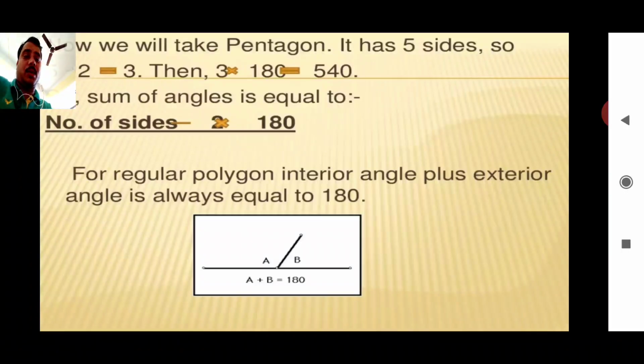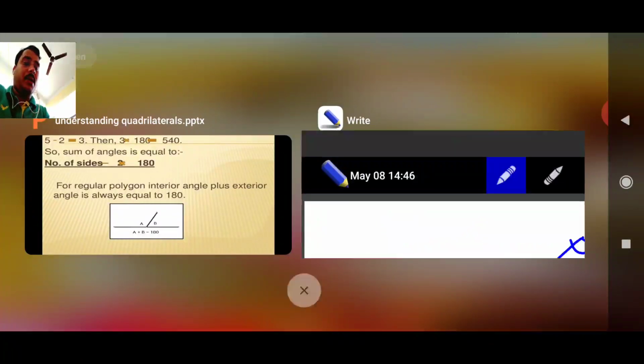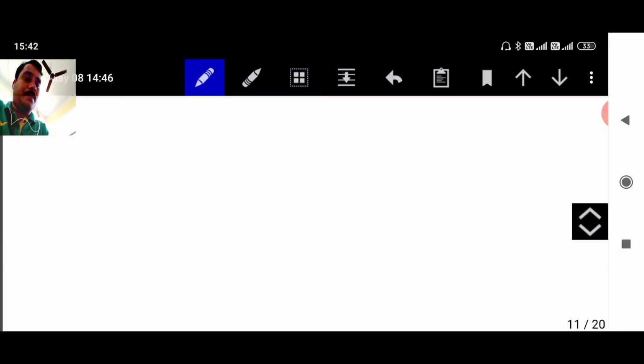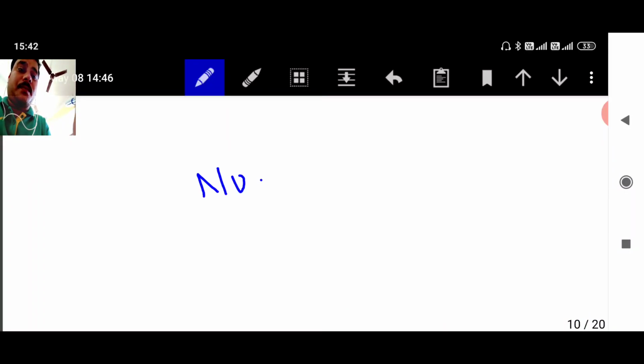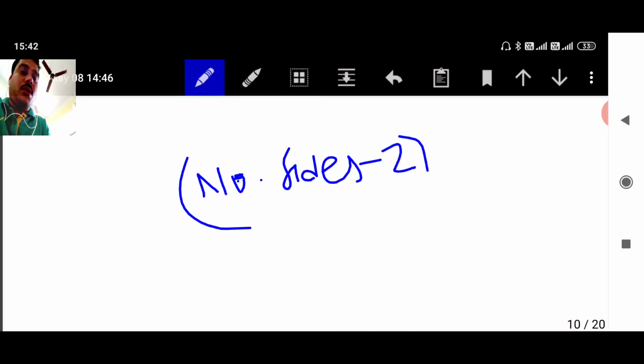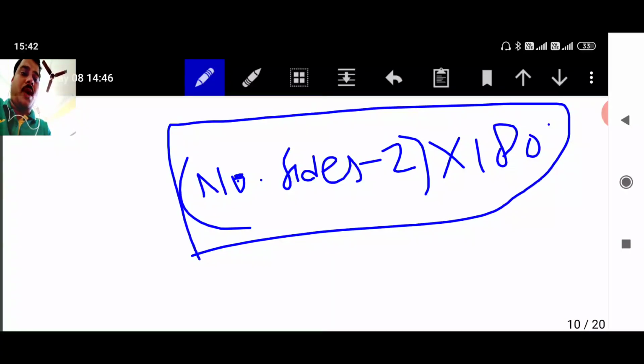The sum of angles is equal to (number of sides minus 2) times 180. It is the generalized formula: number of sides minus 2, times 180 degrees. This is the formula for obtaining the sum of interior angles of a polygon.